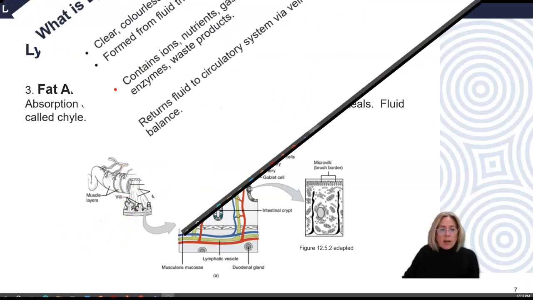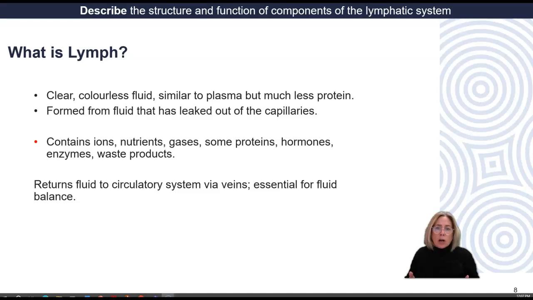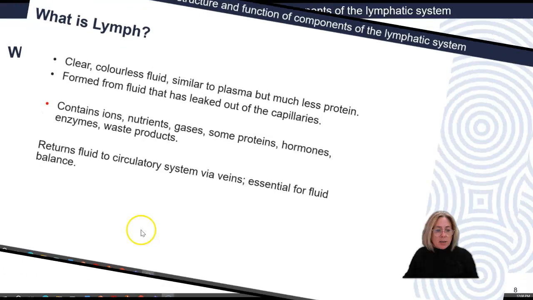And so lymph then is this clear, watery, colourless fluid, which is quite similar to plasma but doesn't contain as much protein. It is formed, as I've mentioned, from the fluid that has leaked out of the capillaries. And it does contain ions and nutrients, gases, some protein, hormones, enzymes, and waste products. And eventually that lymph will return to the circulatory system via veins. And of course, as I mentioned, it is essential for fluid balance.